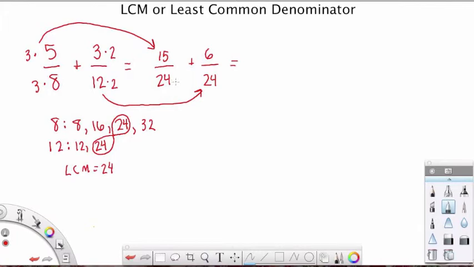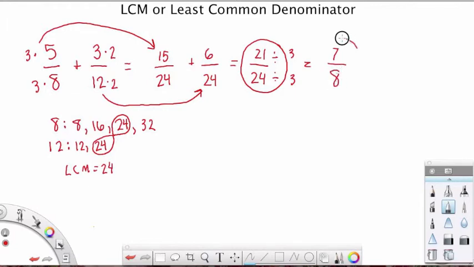When we add fractions, we know that our denominator stays the same, and we just add our numerators. 15 plus 6 will be 21. So my answer is 21/24. And it doesn't look like we can, actually, wait, we can. We can reduce this, we can simplify it. We can factor a 3 out of both. If I divide this by 3 and divide this by 3, that'll give me 7/8. And that is our final answer.